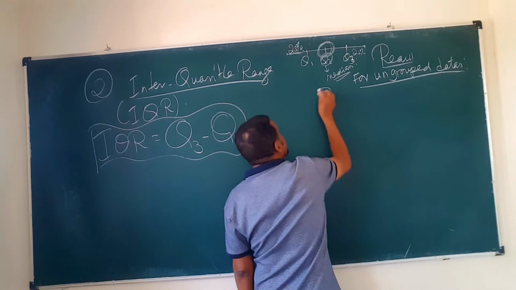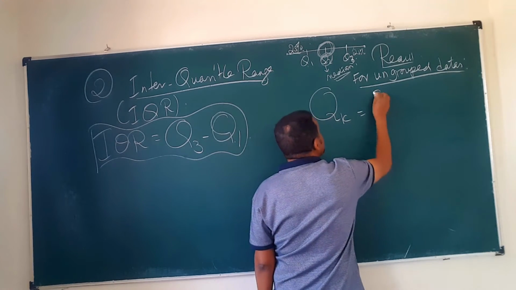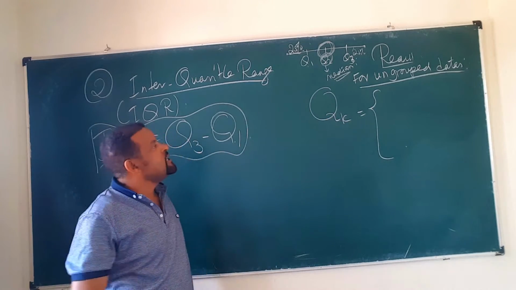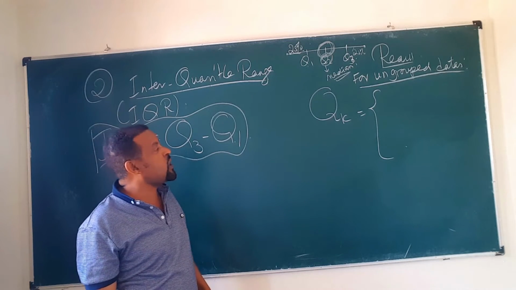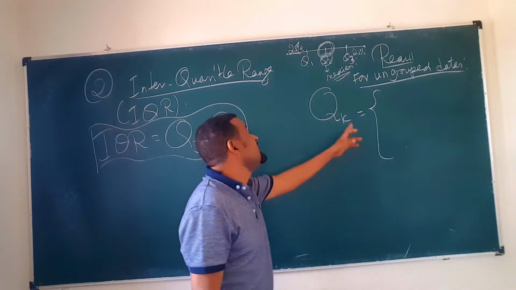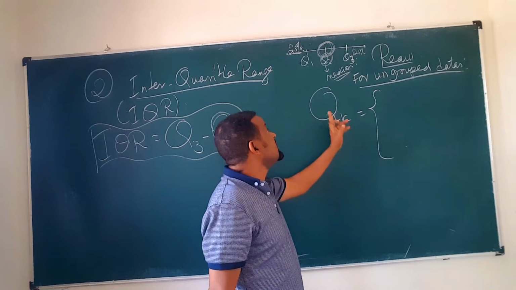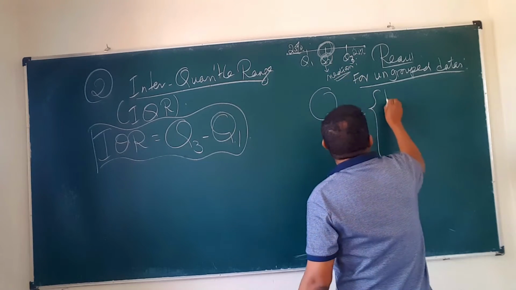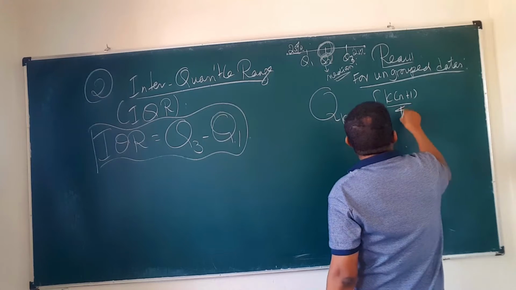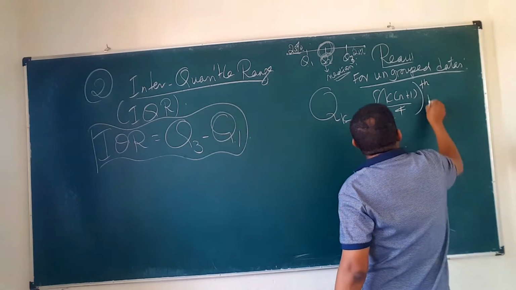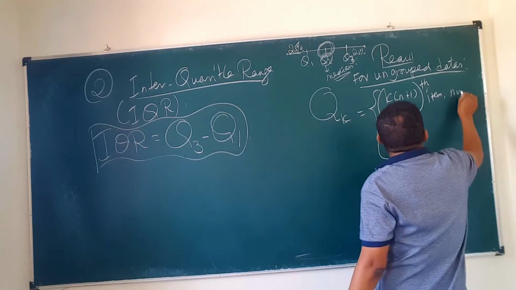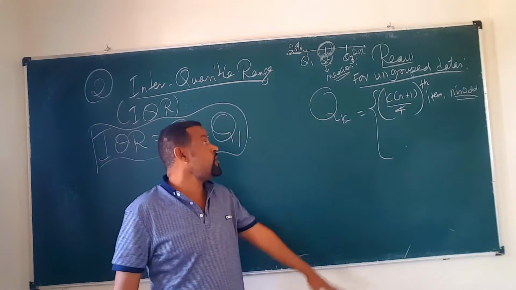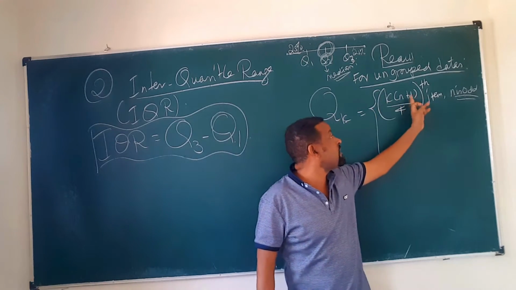For ungrouped data, the case quartile is given by, of course, it will be for odd and for even. We will have two formulas. So for ungrouped data, Qk, or the case quartile, that means the first quartile, the second quartile, and the third quartile, Q1, Q2, and Q3. So Qk is given by k times (n plus 1) over 4th item when n is odd.